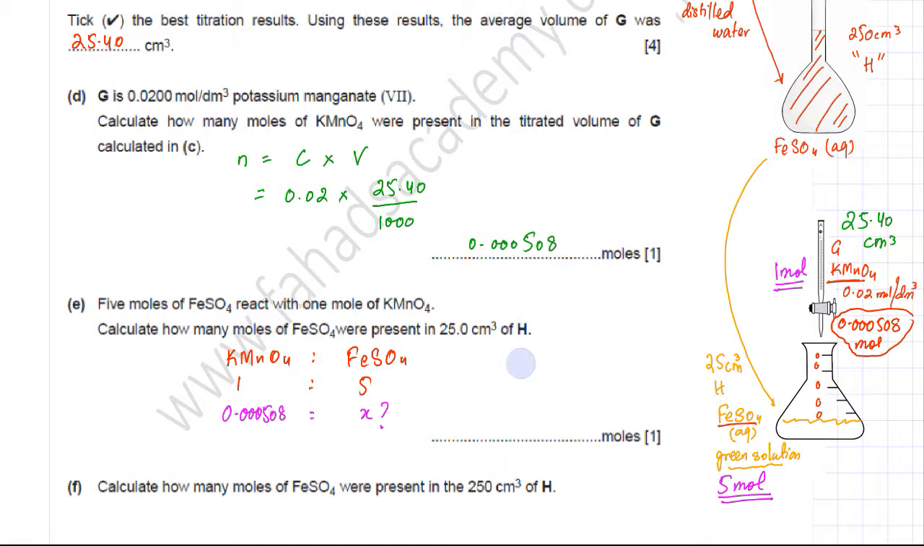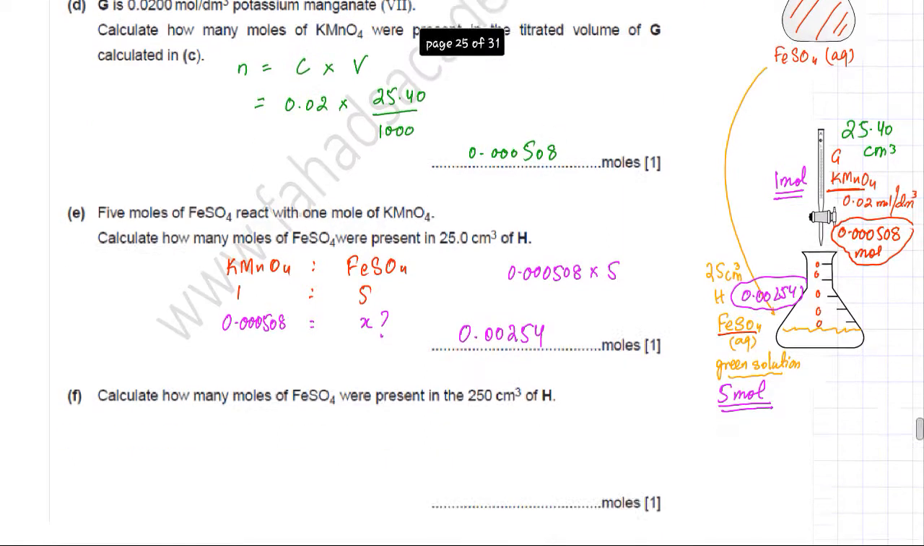Using simple ratios, the answer would be 0.000508 multiplied by 5. The answer for this part comes out to be 0.00254 moles. That is the quantity of FeSO4 that's present in this flask. So we should write that down as well. The quantity of FeSO4 that's present is 0.00254 moles, and I'm going to highlight that. That's the number of moles of FeSO4 present in this flask over here.